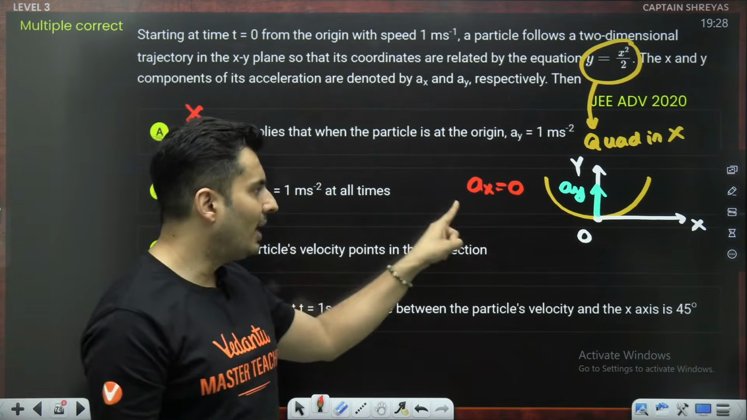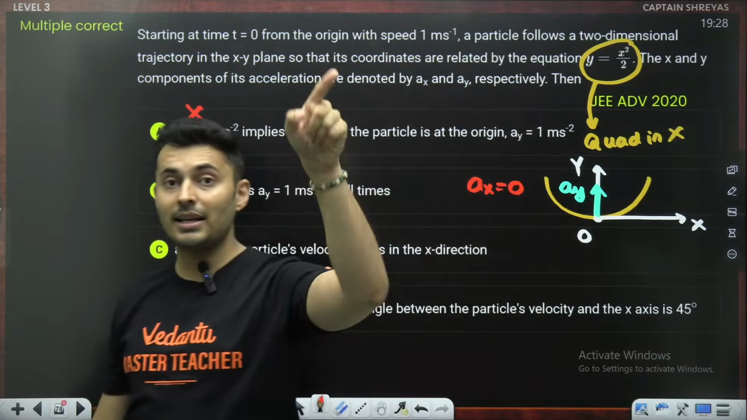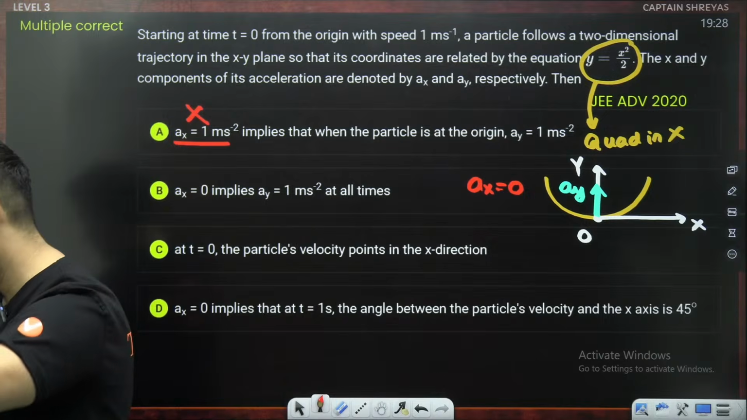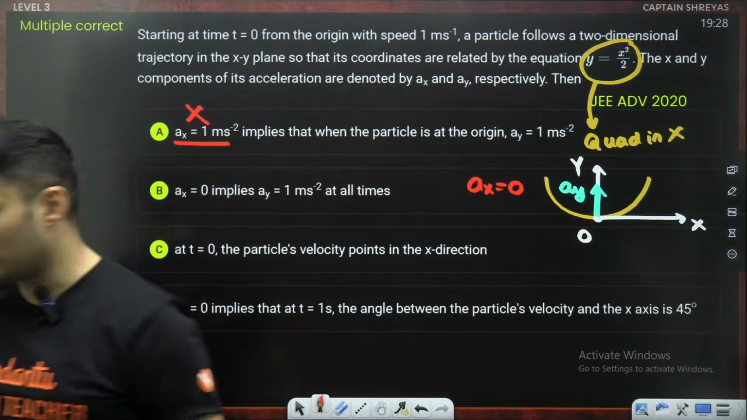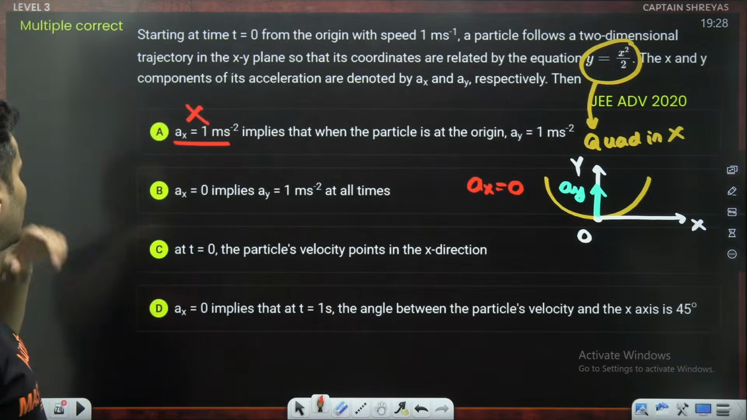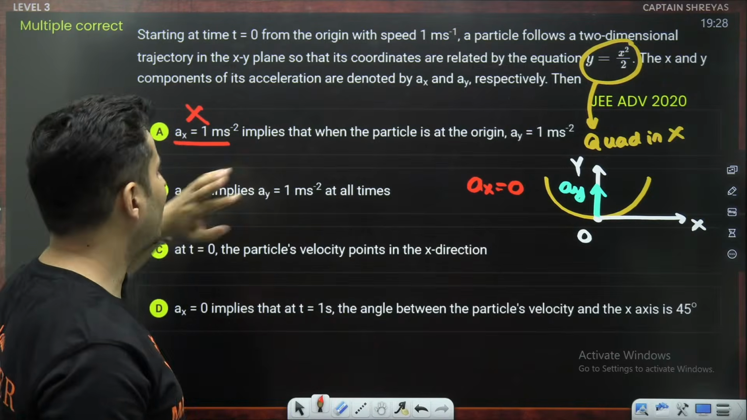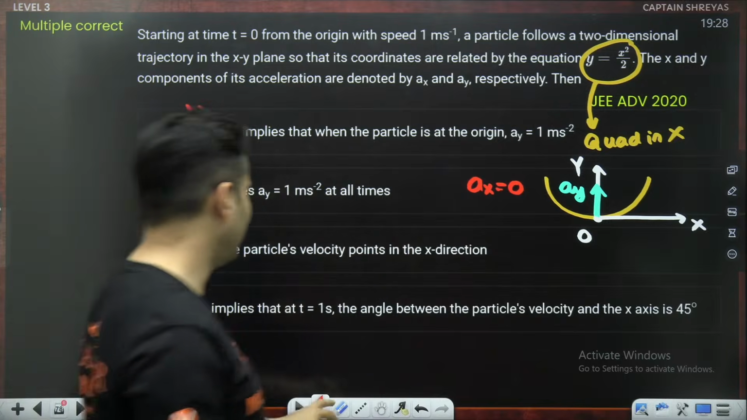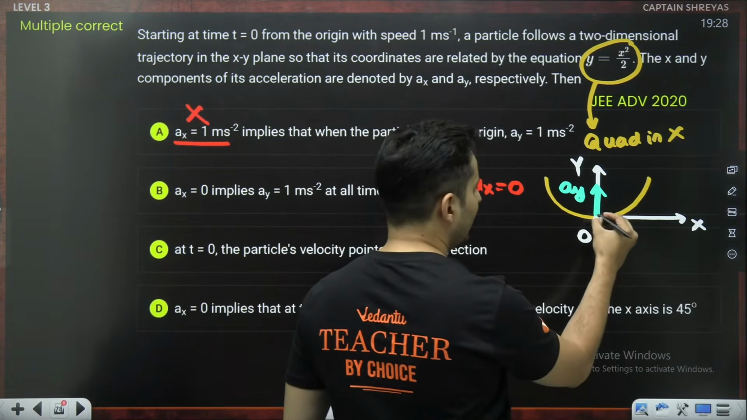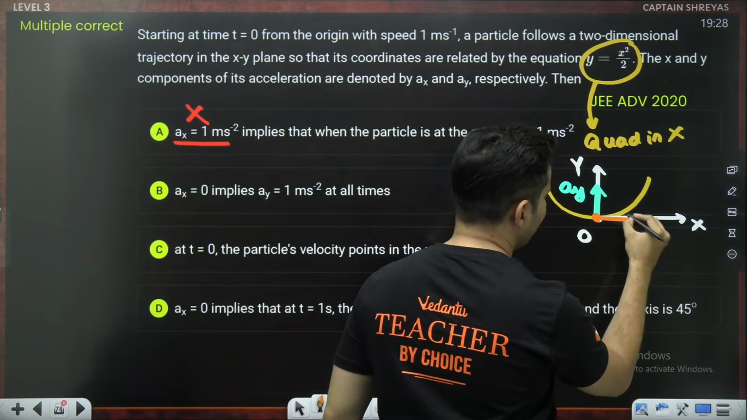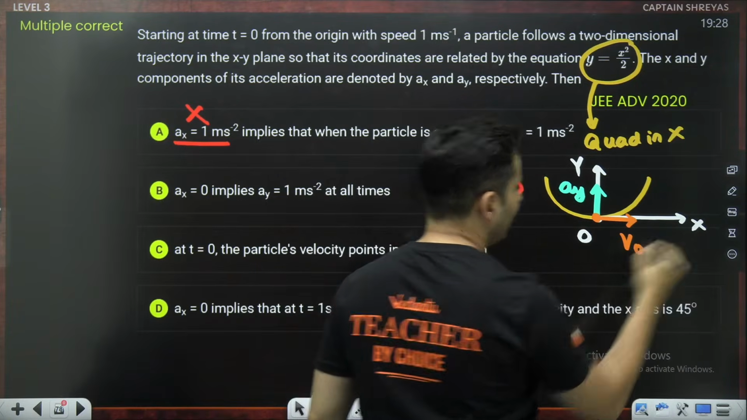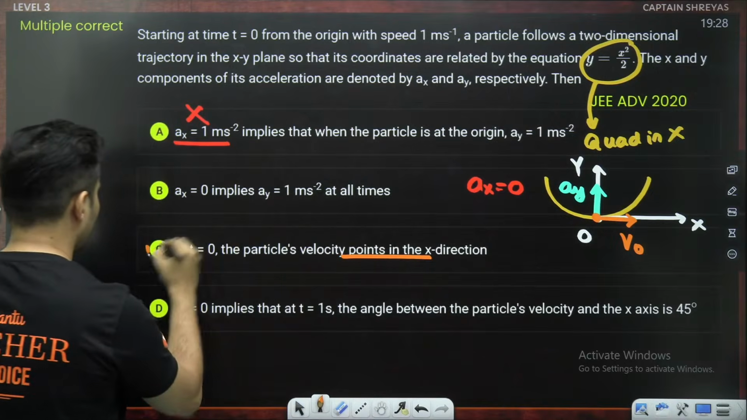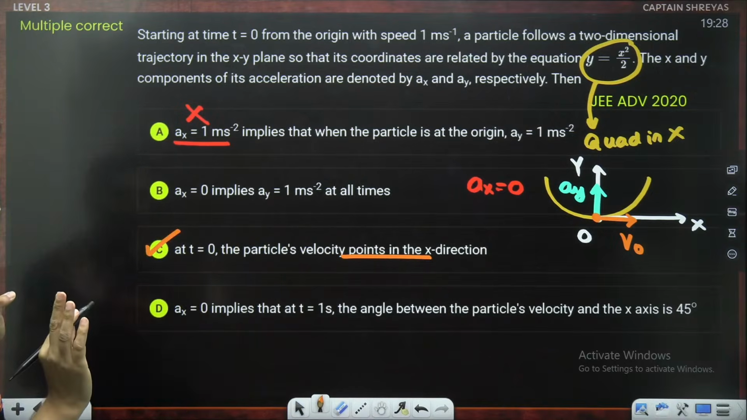So do you understand why there is no acceleration in the x? I realized it by comparing it to the quadratic equation of a projectile. Okay, perfect. What about other things? At t is equal to 0, the particle's velocity points in the x direction. This is very straightforward. At time 0, the velocity v0 points in the x direction. Yes, this is correct. So C option is 100% correct.